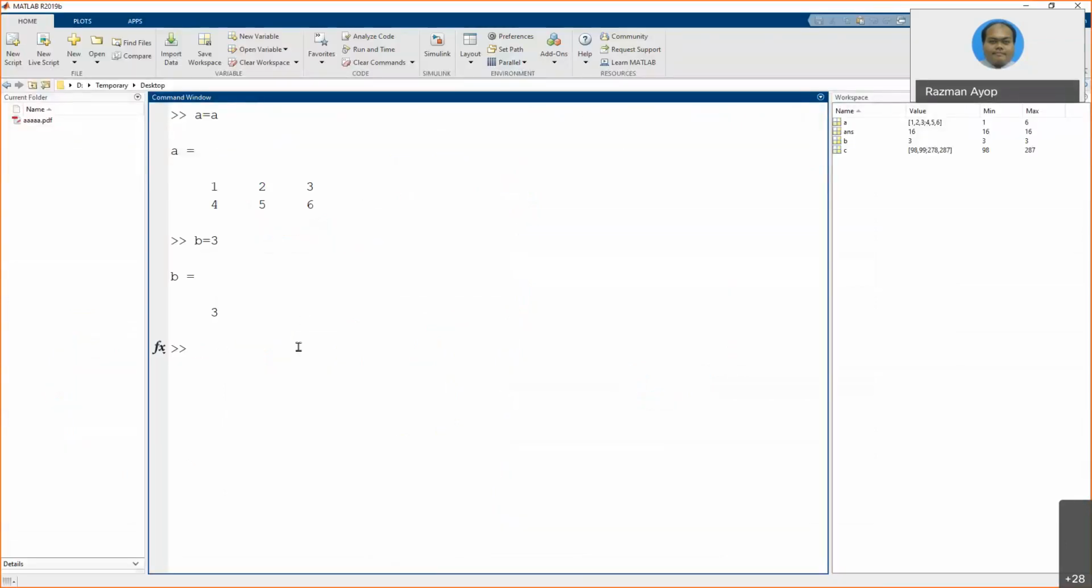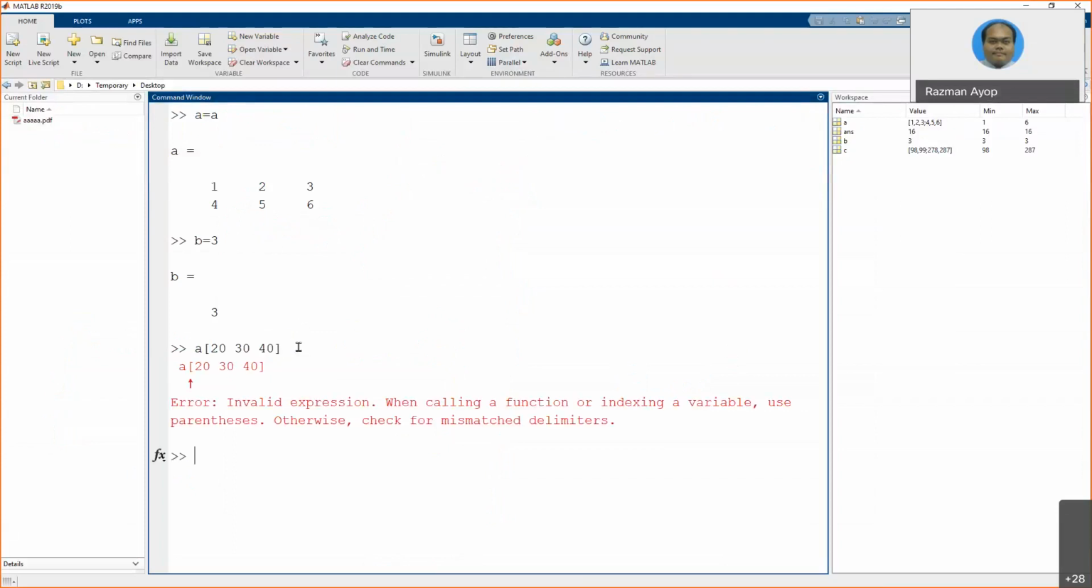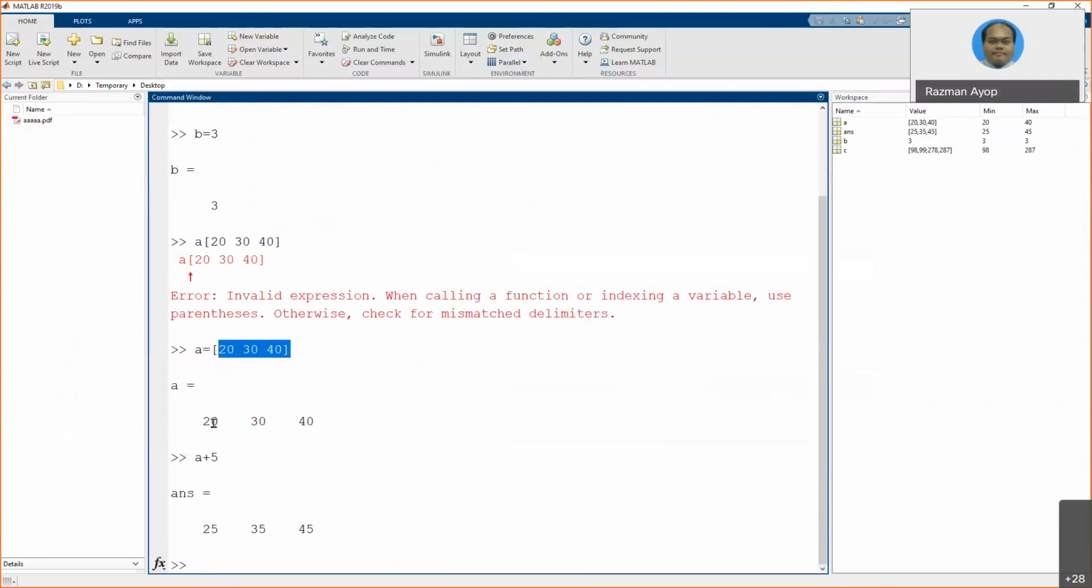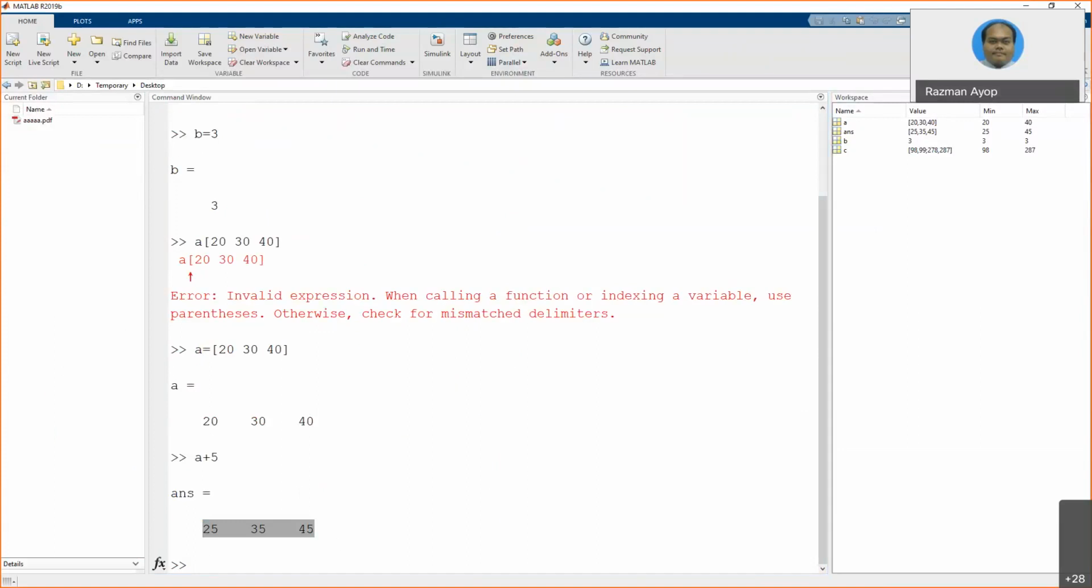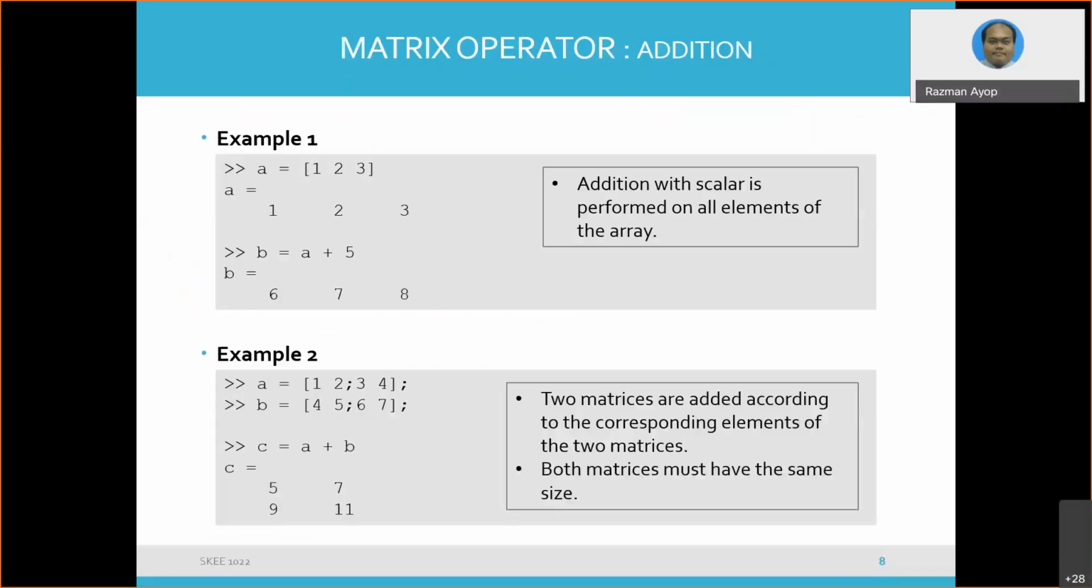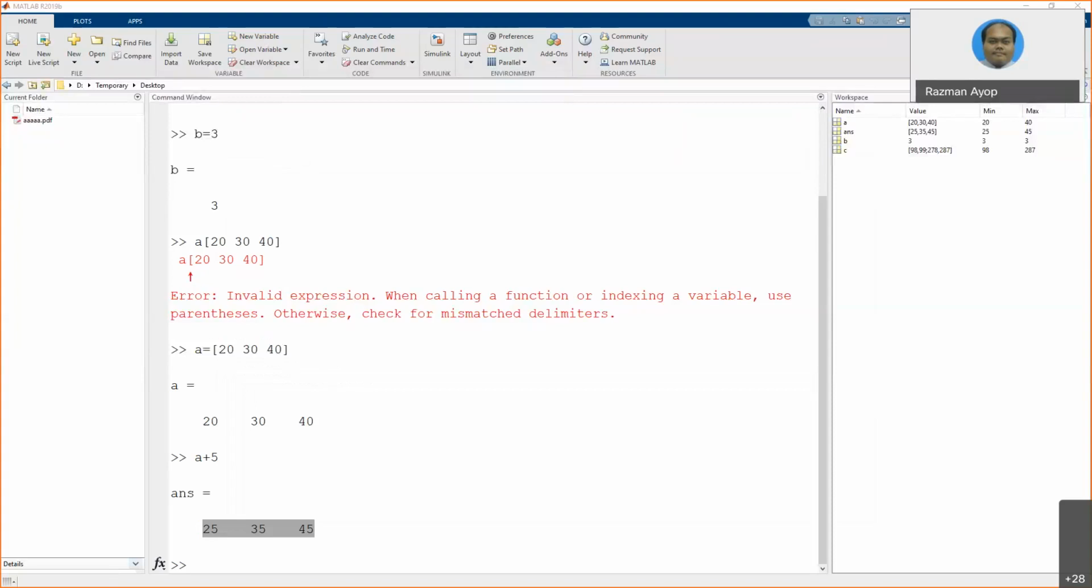For example here, A is 20, 30, 40. Then A plus 5 is basically you add 5 to every number in here. So basically this is just a standard matrix. Now we look at example 2. You can see here A equals this one, B equals this one. When you have something like this, you just add it directly.